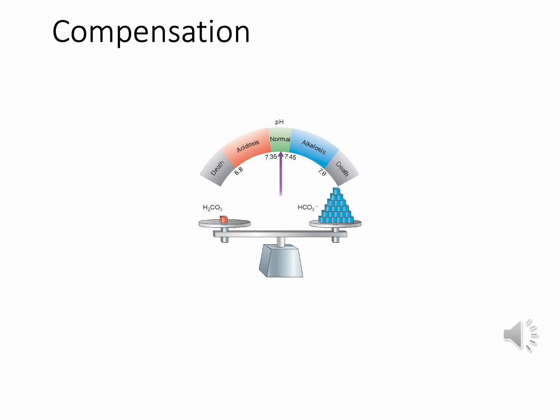Normal pH results when the balance between carbonic acid H2CO3 and bicarbonate HCO3 is maintained. In all cases, a pH level below 6.8 or above 7.8 is considered incompatible with life, and death will likely ensue.